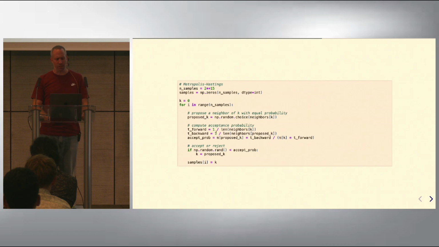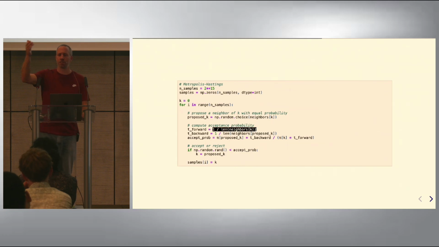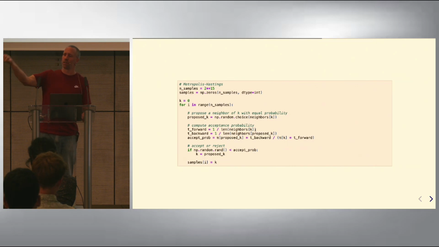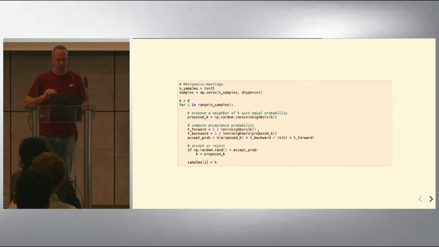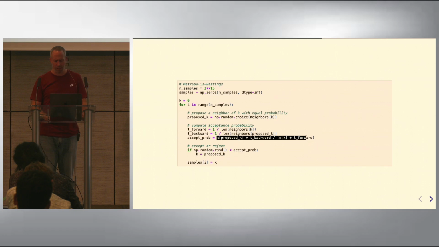Then I need to compute whatever goes into the acceptance probability, namely the probability to move from x to y. This is just 1 over the number of neighbors of where I'm sitting now. I need to compute the opposite transition probability, which is 1 over the number of neighbors of where I will be in the future. And then I need the value of the probability at the new position divided by the probability at the position where I am now. This ratio is my Metropolis-Hastings ratio. That's my acceptance probability.